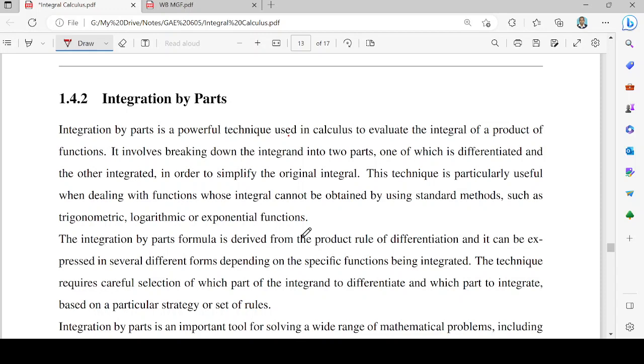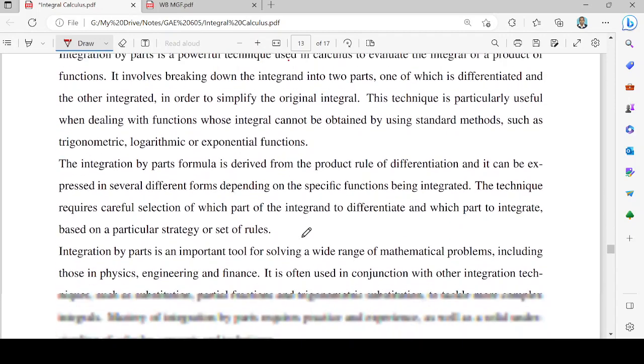So this technique is particularly useful when dealing with functions whose integral cannot be obtained using the standard methods such as trigonometric, logarithmic, or exponential functions. Now, the integration by parts formula is usually derived from the product rule of differentiation, and it can be expressed in several forms depending on the specific functions that we wish to integrate.